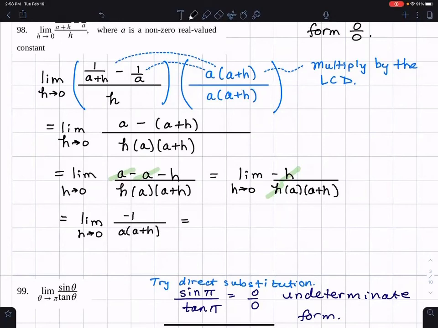Okay, now see, we canceled out the h, so that's in the denominator, so I can plug in. So I put in h equals 0. So I'll get negative 1 over a plus 0, and that makes negative 1 over a squared.